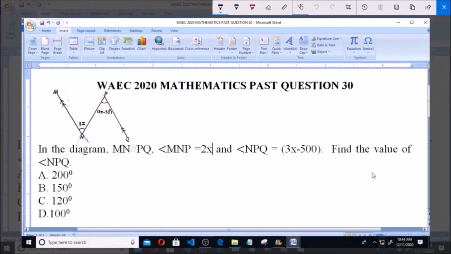I'll be answering WAEC 2020 Mathematics Past Question 30. In the diagram, line MN and line PQ are parallel lines. Angle MNP is equal to 2x, like you can see, and angle NPQ is 3x minus 50 degrees, not 500. Find the value of angle NPQ. So we have to find the value of this angle.